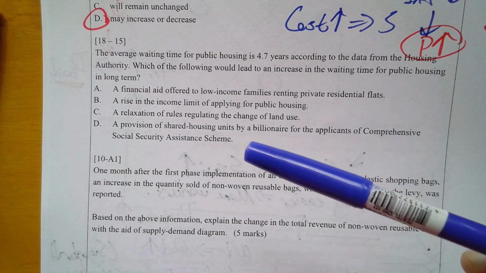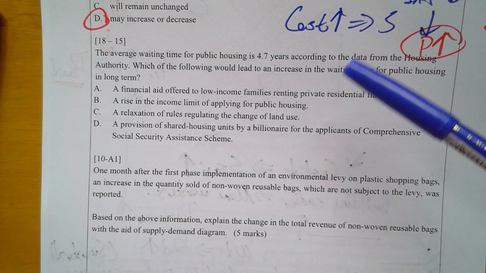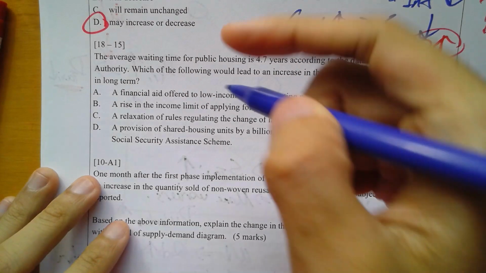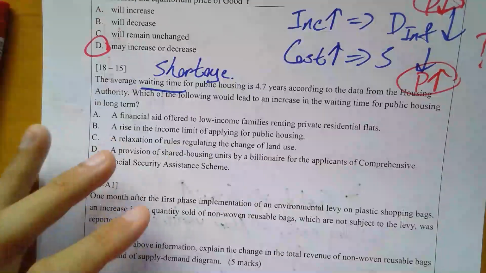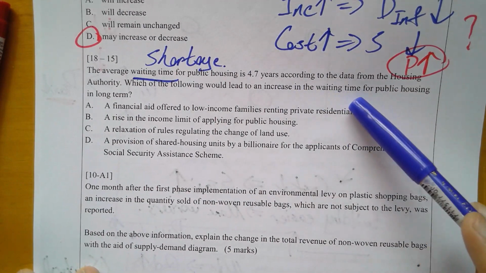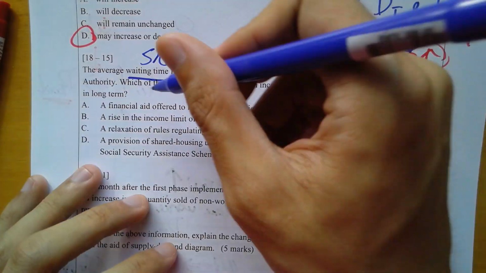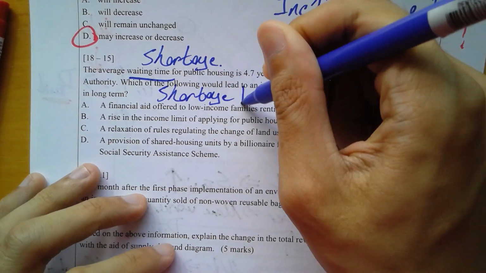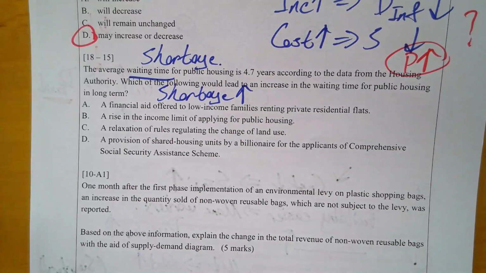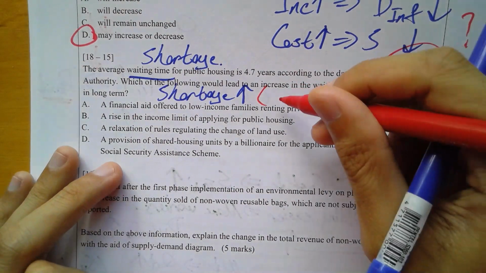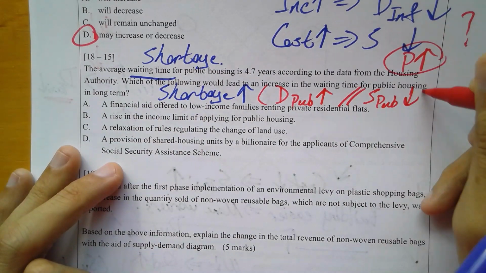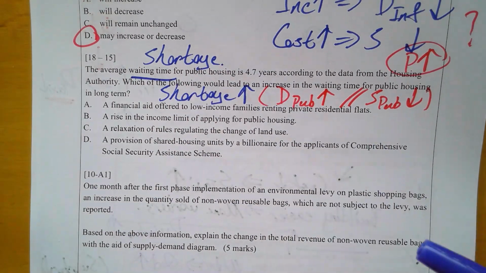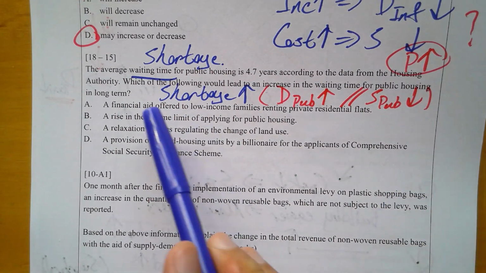All right. Now, anyway, the average waiting time for public housing is 4.7 years. Now, make your average waiting time. Originally, here we have a shortage. There is waiting because there is a shortage. Now, which of the following leads to an increase in waiting time for public housing? Meaning, we need shortage to increase. Now, for shortage to increase, there can only be two situations. Either demand for public housing increases or supply of public housing decreases. That way, shortage would increase. Longer waiting time, right?